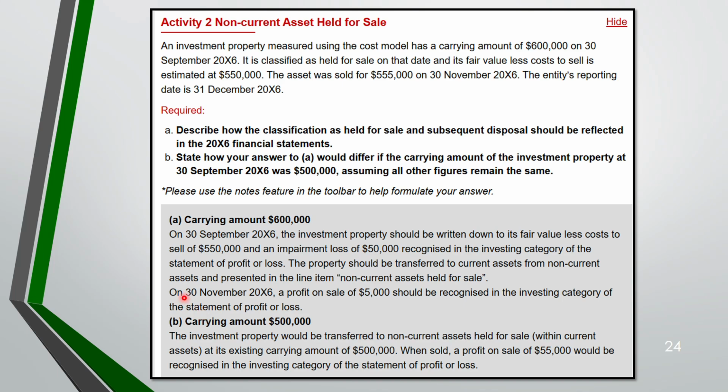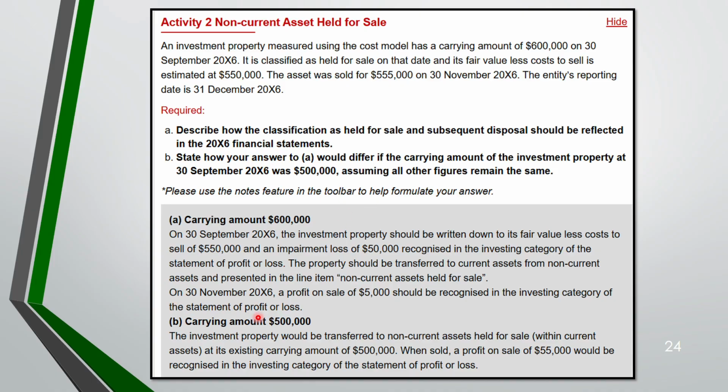But on 30th November 2006, when you are selling the asset, there's a profit that you have made. What is the profit? A profit of 5,000. Your fair value less cost to sell is 550, and you are selling it for 555. So you are selling it at a profit of 5,000. This 5,000 will be recognized again in the investing category of the statement of profit and loss because it's an investment property. That's why you should always check what type of asset you are holding for sale. Based on that, you can decide where the gain or loss goes, which category.